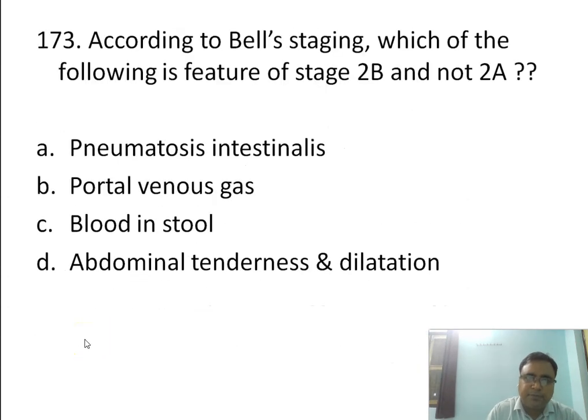Next. According to Bell staging, which of the following is a feature of 2B, not a feature of 2A? Among these four, as you know, for NEC we are using the modified Bell staging. Among these four, which one is in 2B, not 2A? Is it pneumatosis intestinalis? Is it portal venous gas? Is it blood in the stool? Or abdominal tenderness and distension? Which one is coming under stage 2B?